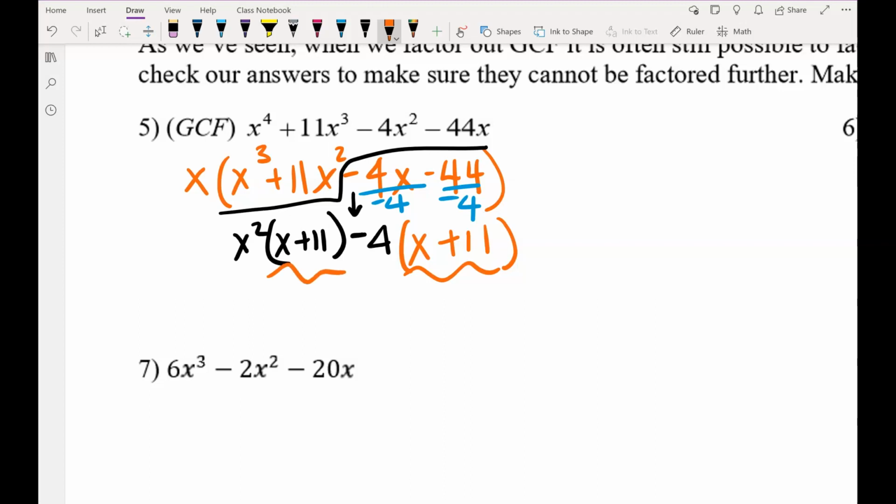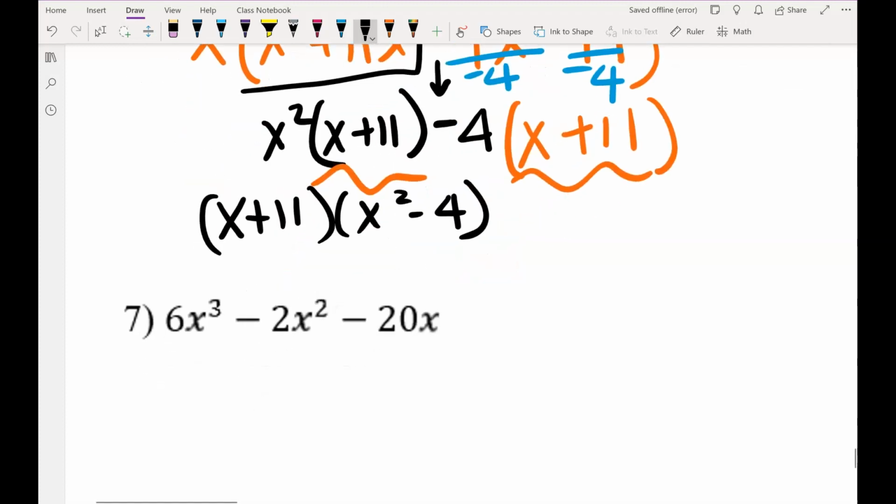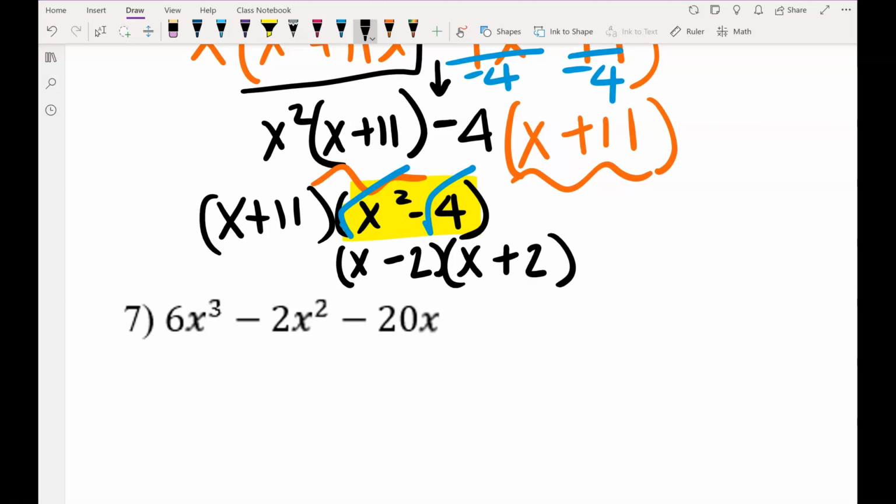Are these two groups the same? So now we have x plus 11 times x squared minus 4. Box it up, call it a day? No. Someone tell me why no. There's a minus sign. And that has how many terms? 2. The 2 terms are both what kind of term? Cubes or square? Square. If it's square, can we go further? Yes. What is square root of x squared? X. What's square root of 4? 2. So guess what? One's a plus and one is a minus. And then drop down x plus 11.